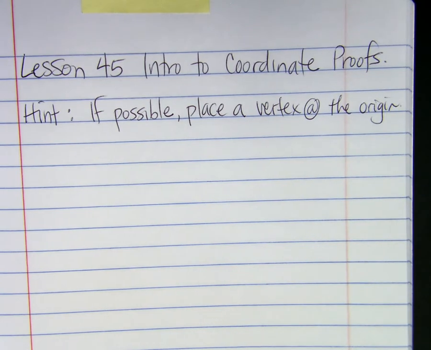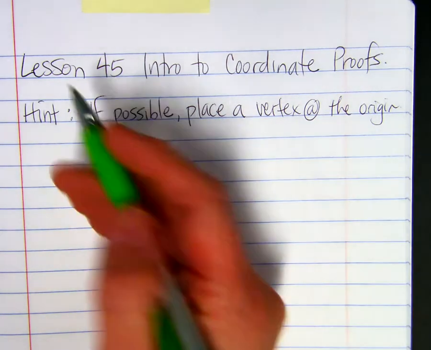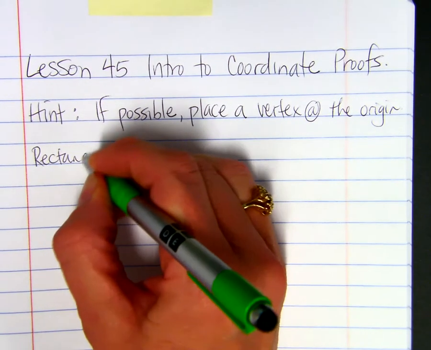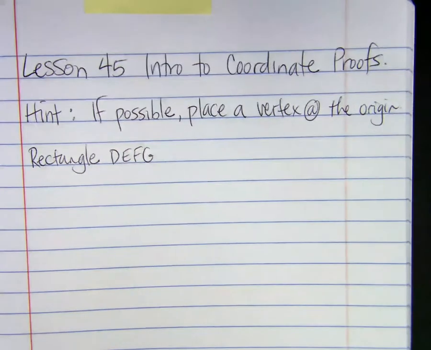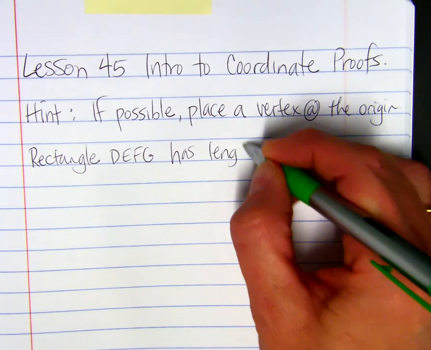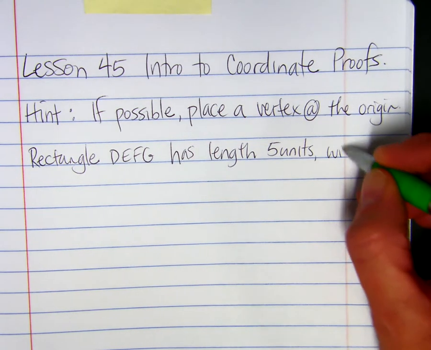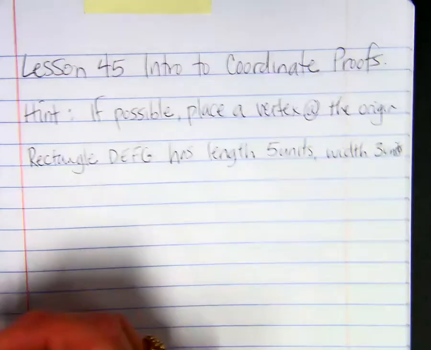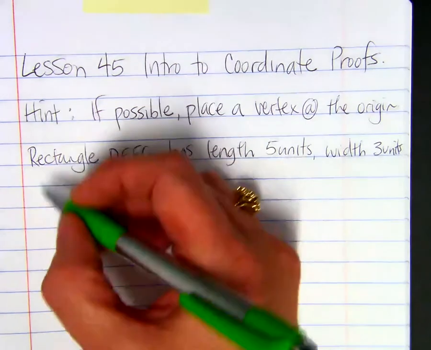So I'm going to give an example where you could use that hint. A rectangle DEFG has a length of 5 units and width 3 units. Position it on the coordinate plane.